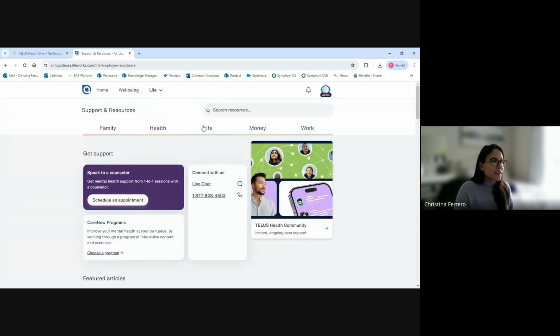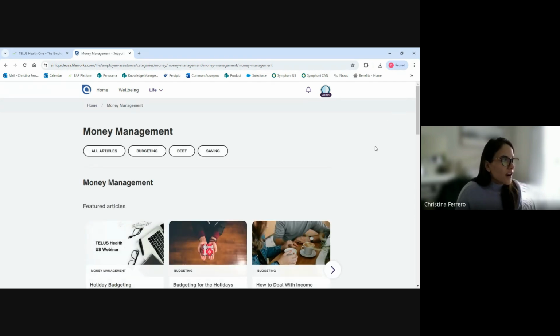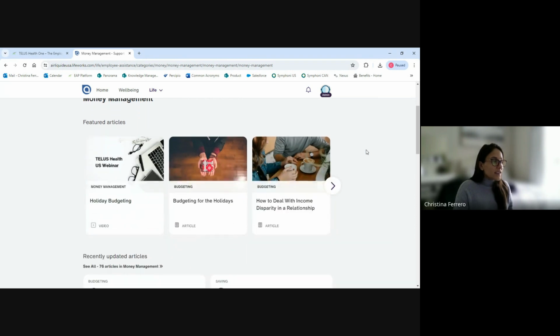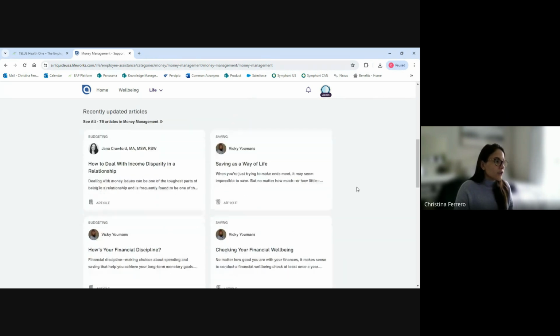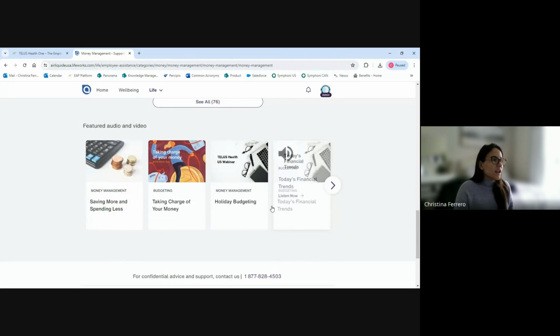You can always just go back to the life section and say, you know what, since tax season's coming up, I need to talk to someone about money management, budgeting, debt, savings. Again, there are all different types of topics you can access here. They're all different articles, as well as videos and different infographics. There's even audio and different videos that you can actually listen to. Let's say you just want to go on a walk and you don't feel like reading anymore. You can put this on as you walk or work out as well.